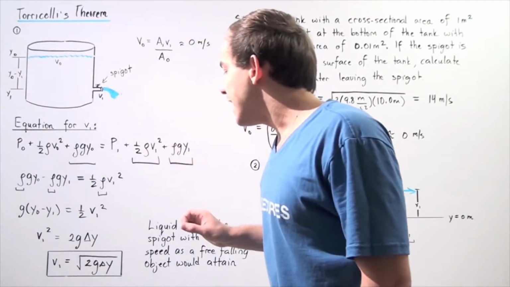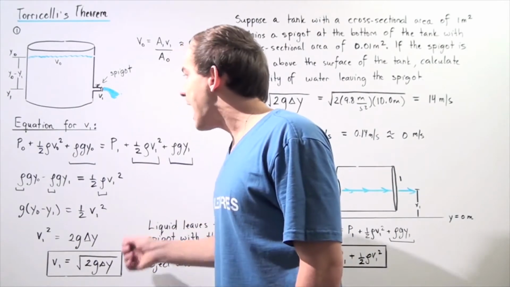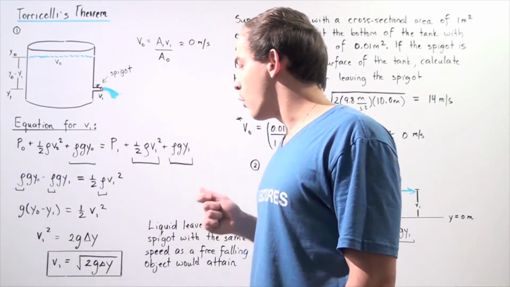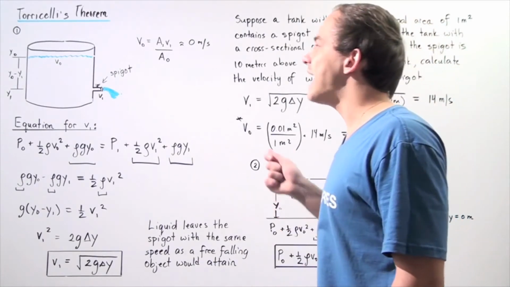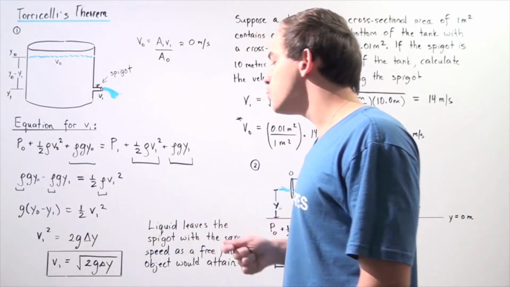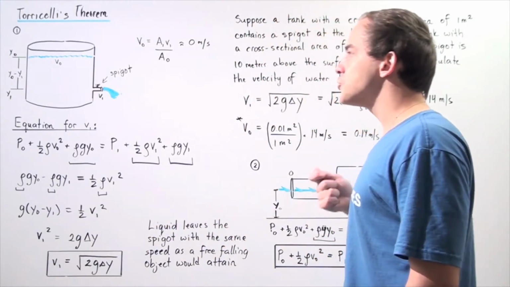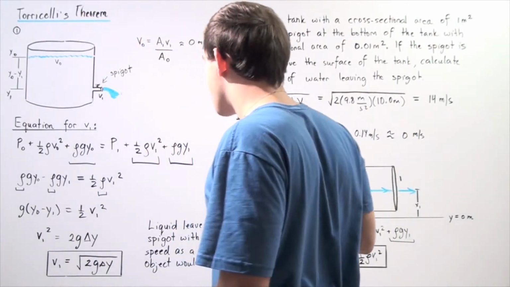distance here. And we take the square root of both sides, and we're left with our equation that we were looking for. V1, our velocity of the fluid that is coming out of the spigot, is equal to the square root of 2 times g times our change in height between our spigot and the surface of the fluid.